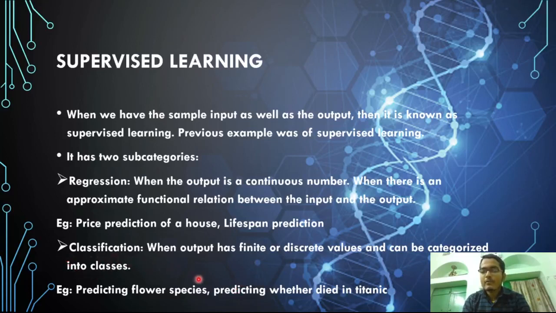If I provide you the characteristics of a flower, for example, in the iris data set, I had provided you the petal length, petal width, sepal length, and sepal width. I am providing you the characteristics of a flower, and I am telling you to tell me which species the flower belongs to. So our output is categorized in some classes. We cannot tell the species of an elephant or something like this.